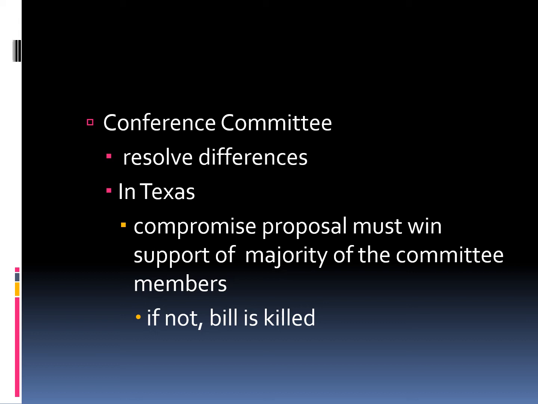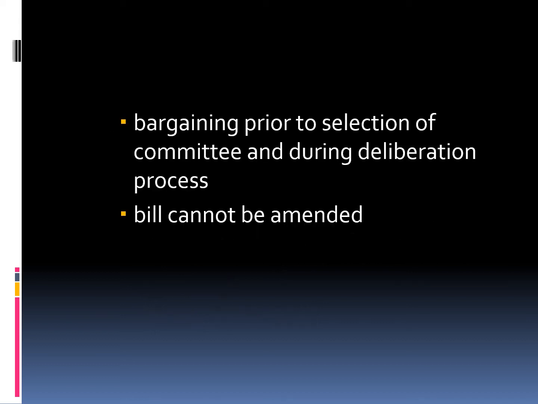So if there is a compromise, they're able to come up with some kind of a joint bill, then it's going to be advanced back to the floor. It's going to go back to all of the legislators again. Okay, so the bargaining process begins prior to the selection of the committee and during the deliberation process. And the thing is this, so it reports out of the conference committee, it goes back to the floor. It cannot be amended at that time at all. It cannot be amended. If it gets to the floor, they have to vote it up or down, yes or no, yay or nay. If it's defeated, that's it. It's killed.